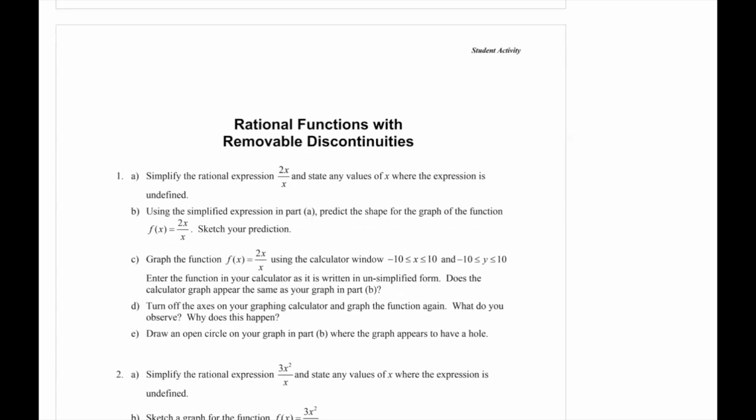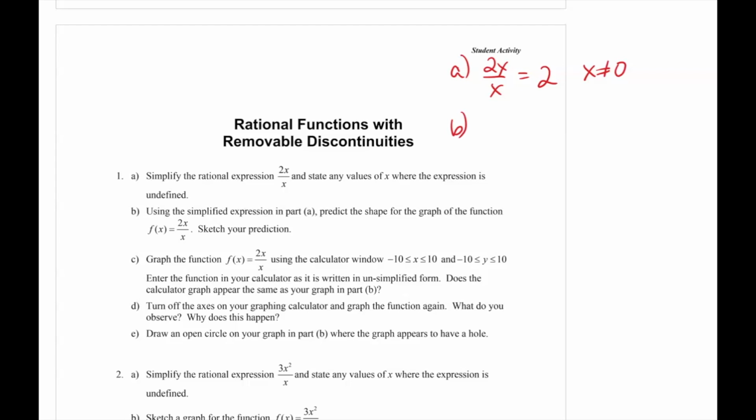Note that it says to simplify the rational expression 2x over x and state any values of x where the expression is undefined. If I take 2x over x and simplify that, I just get a 2. Students will often leave it right there, but it did ask me to note where the expression was undefined. They would probably remember to do that: x can't be 0. And of course, you want to tie in that vocabulary of domain at that point. So that's a really good spot to do that.